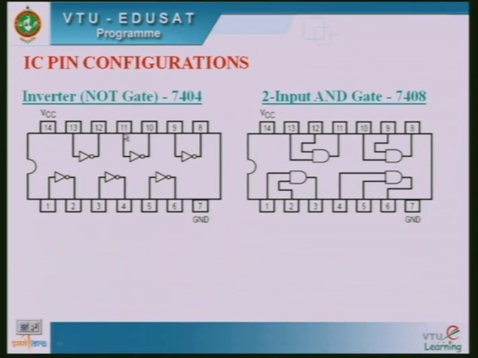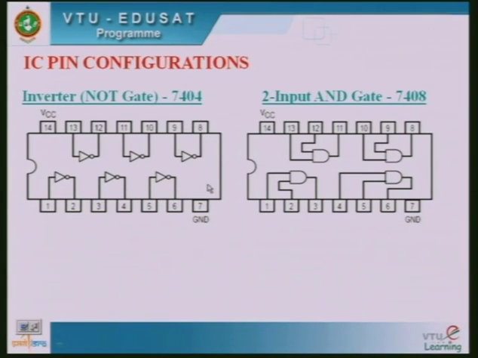Similarly, 10 is the output termination and 11 is the input termination, and the 12th is the output termination of this particular NOT gate, and 13 is the input. Similarly, another 3 gates are connected here. In total, there are 6 NOT gates in the internal construction of this particular IC 7404.